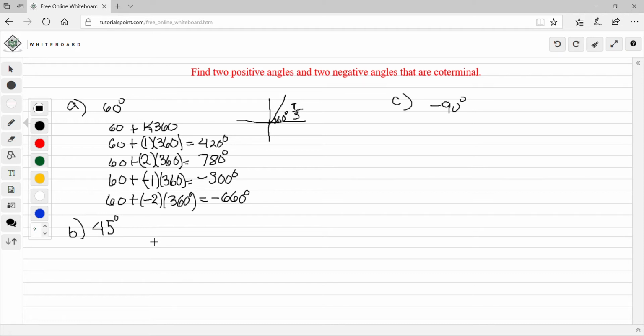Okay, so 45 degrees. The formula is 45 degrees plus k times 360. First, let me draw it. So 45 degrees is right here. It's also pi over 4. We need two positives and two negatives, so 45 plus 1 times 360 gives you 405.